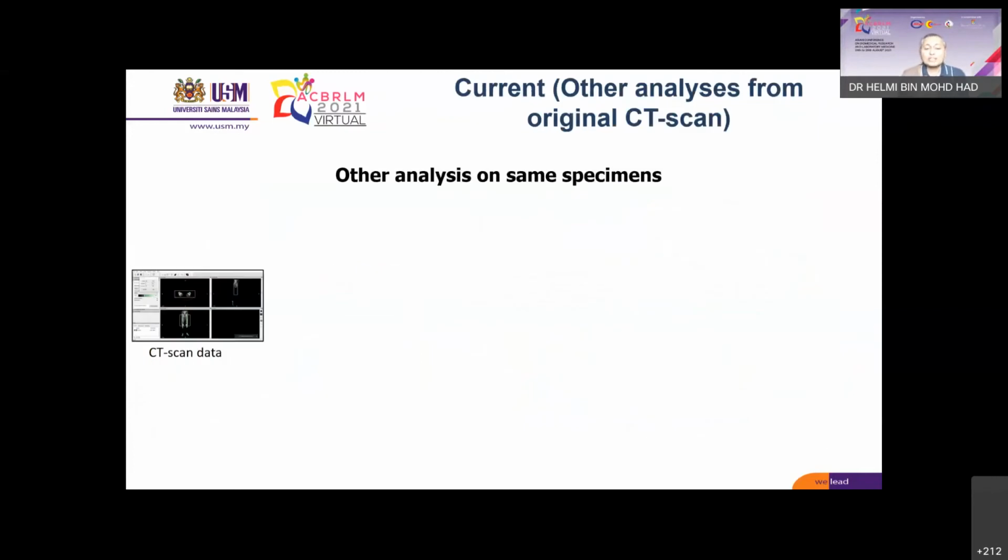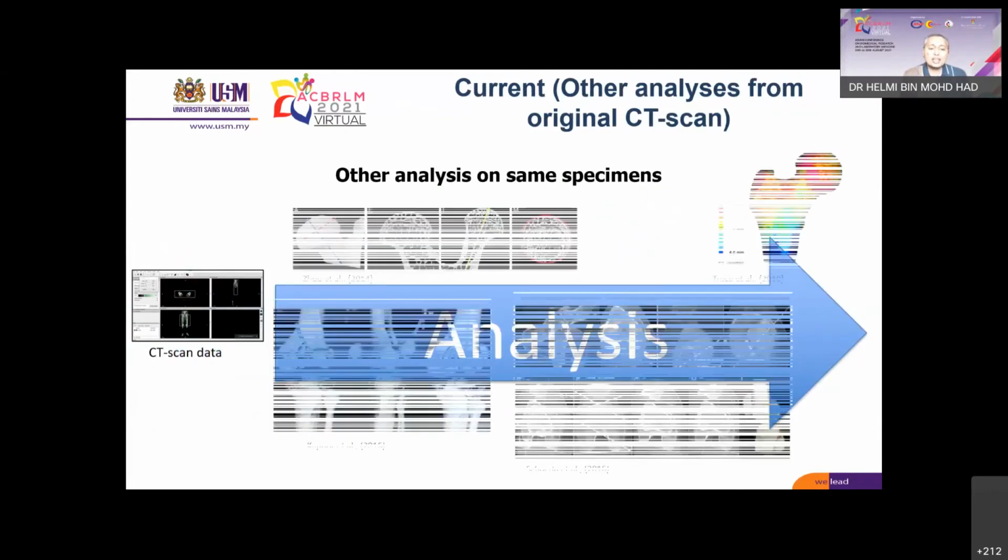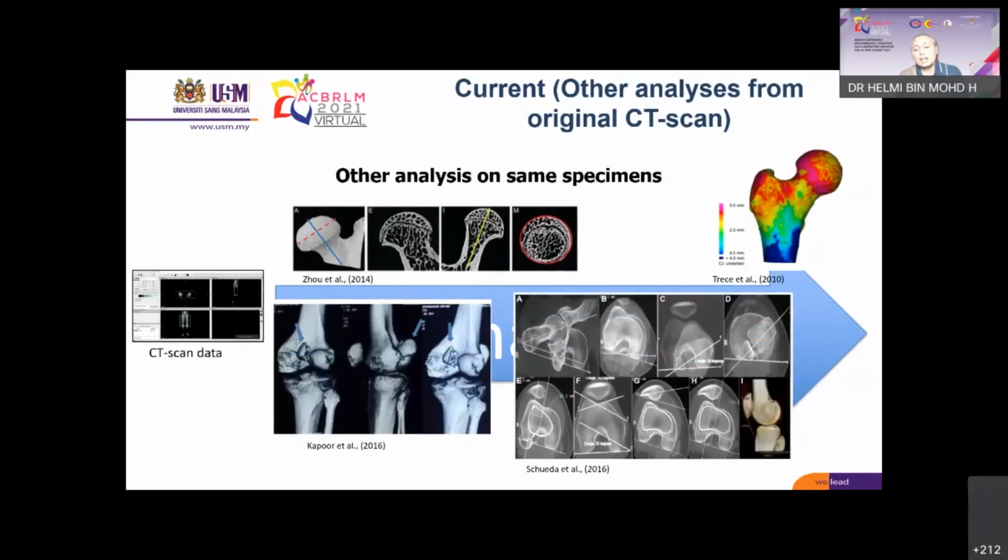Other analyses from the same CT scan are not using geometric morphometrics. From the same CT scan, you can use software to see the bone density, for example. And bone density is important for bone stress research analysis and to see malnutrition. So you can see bone stress. And you can also see the angle of some bones which require analysis.